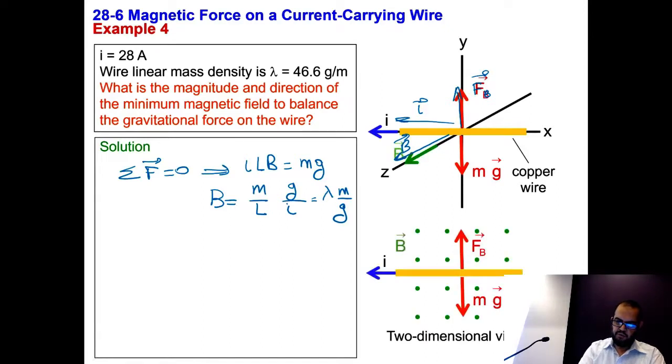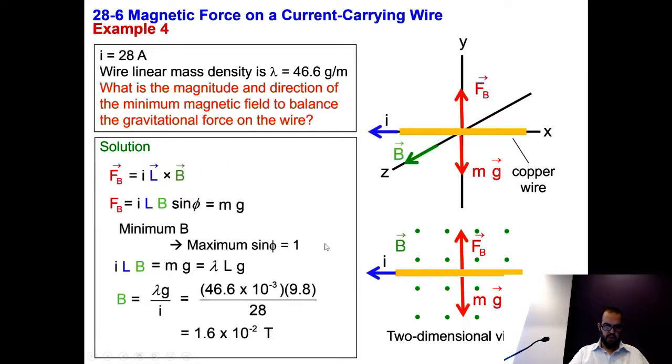this is a view of the same thing, but now it's a two-dimensional plot instead of three-dimensional. Again, the gravitational force is pointing downward, and the magnetic force is pointing upward. This is the L vector here, pointing in the same direction as the current, and you can see the magnetic field vector is pointing outside of the page. That's why it's represented by a dot.